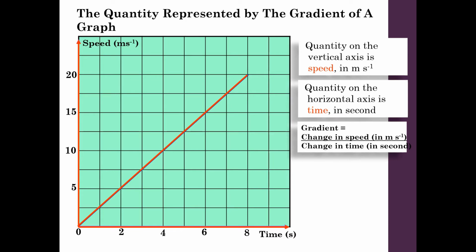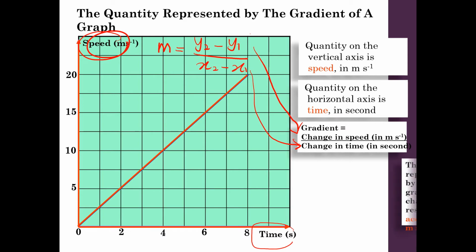Because as we recall, the formula to find gradient, m, is equal to y2 minus y1 over x2 minus x1. Here, y2 minus y1, our y-axis is speed, so y2 minus y1 means the change in speed. And for x2 minus x1, here our x is time, so when we subtract x2 minus x1, we actually get the change in time. Therefore, we can conclude that the gradient for this graph is equal to change in speed over change in time.